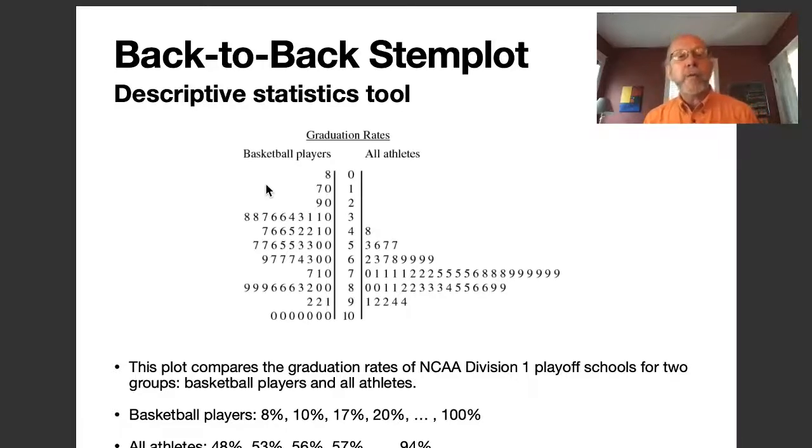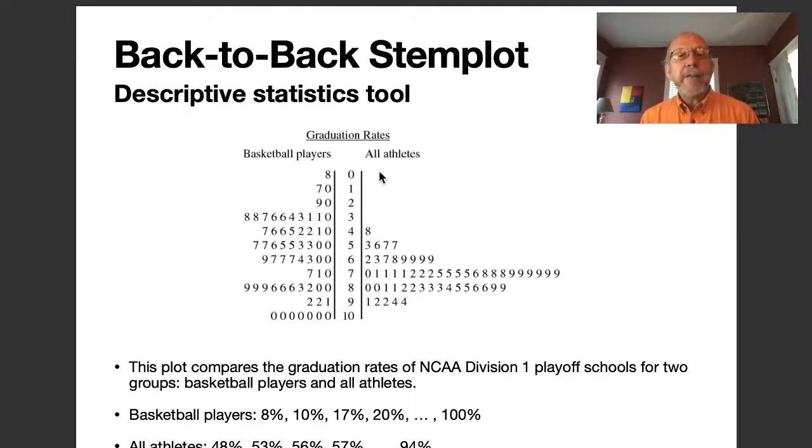So we see that the graduation rates for basketball players at these schools ranged from 8% all the way up to 100%. There were actually 1, 2, 3, 4, 5, 6, 7 schools who graduated 100% of their basketball players in our data set. So good for those schools.